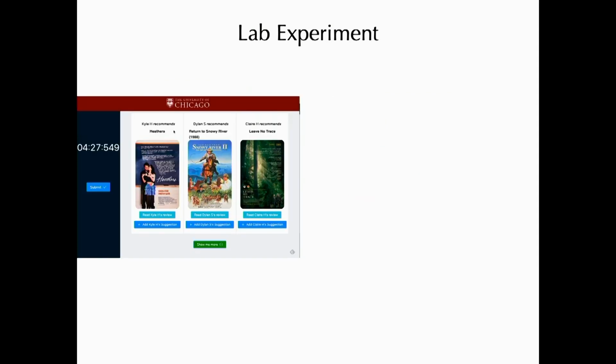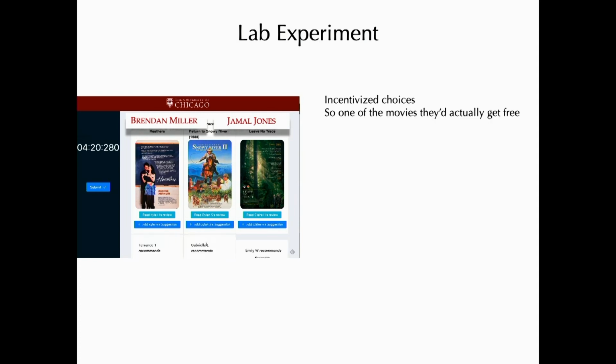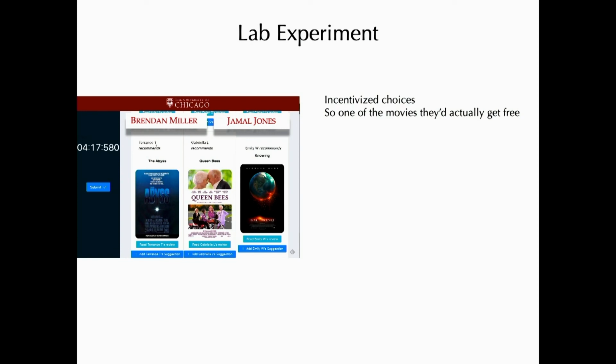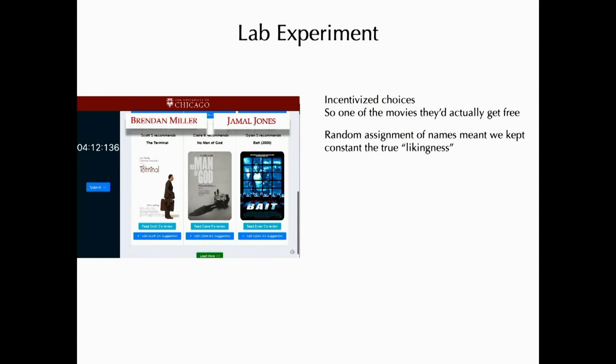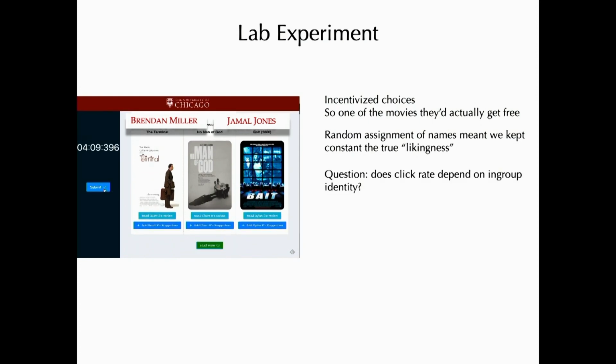Here's a lab experiment. We have people look at movies like this, and they are choosing which movie they'd like to actually get for free to watch. Now, these movies are recommended by people. Look, Kyle recommends, Heather's, and so on, and they're moving through and see Kyle is there, Dylan is there. It's just a feature of who's recommending. And we randomize the names on these to be either stereotypically white or stereotypically black. And subjects get these incentivized choices, so one of the movies they'd actually get free. And the random assignment of names means there's no relation to the underlying movie. So the question is, does click rate depend on in-group identity?